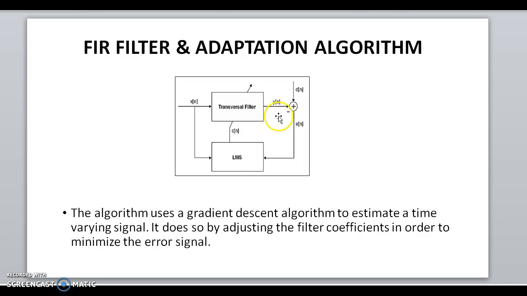Y of n is the output from the FIR filter. D of n is the desired signal, and the error signal is calculated using the equation D of n minus Y of n. So the desired signal and the output from the FIR filter are subtracted and the error signal is generated, and this error signal is used to calculate the modified coefficient. So the filter coefficients are adjusted in order to minimize the error signal.